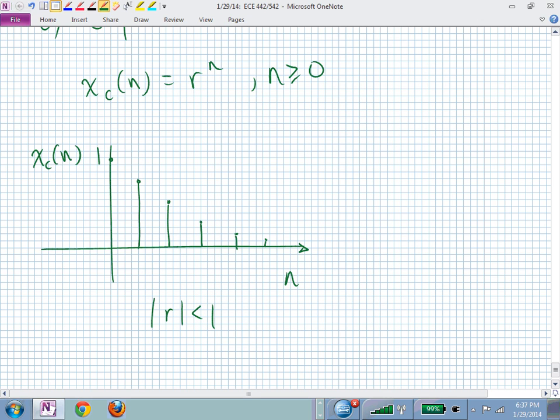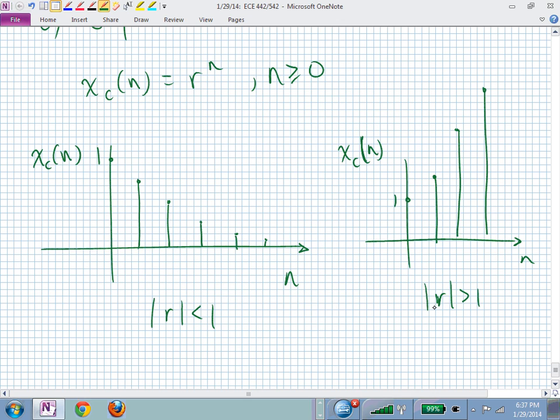But we could sketch that's also x sub c of n, isn't it? But now r, in this case, it's actually positive, but it could bang back and forth if r was negative, but it's now growing if r is bigger than 1. Is that okay?